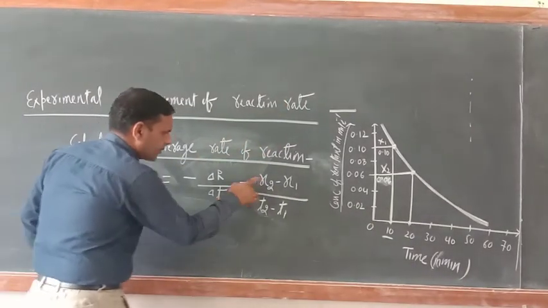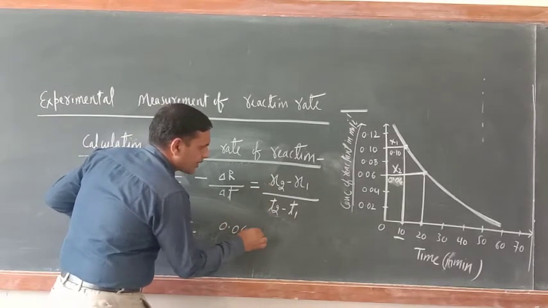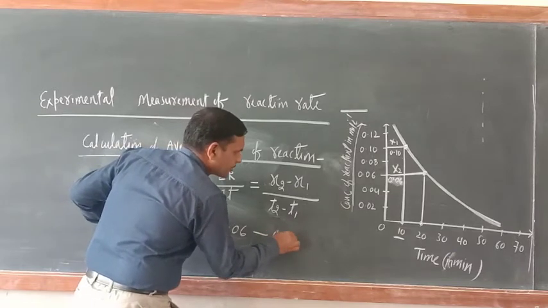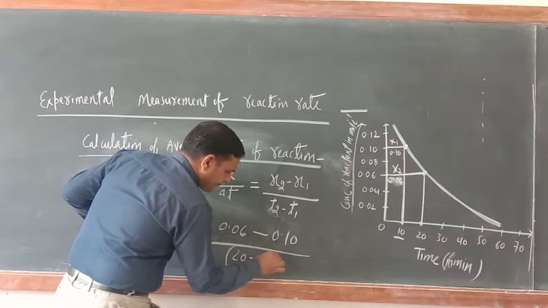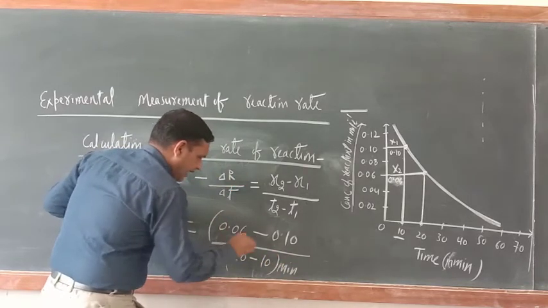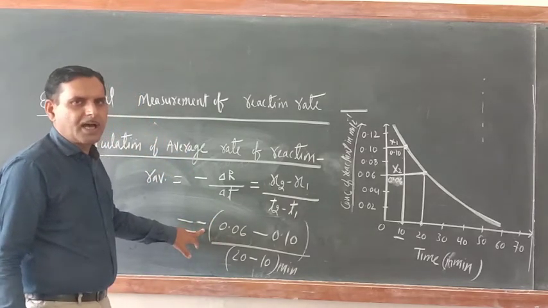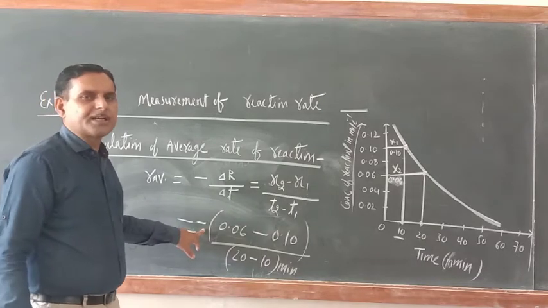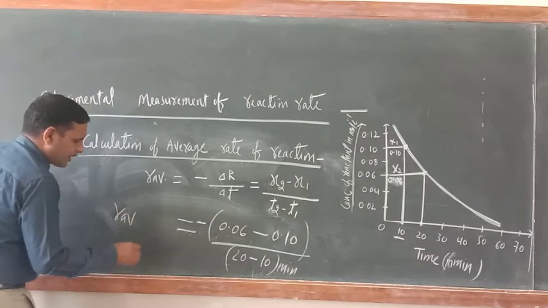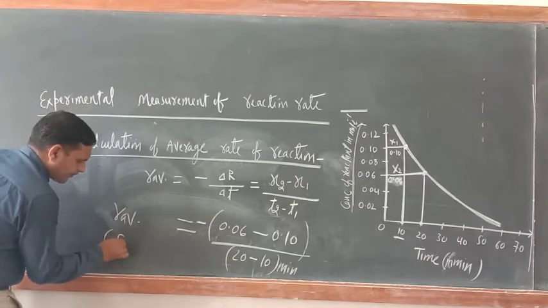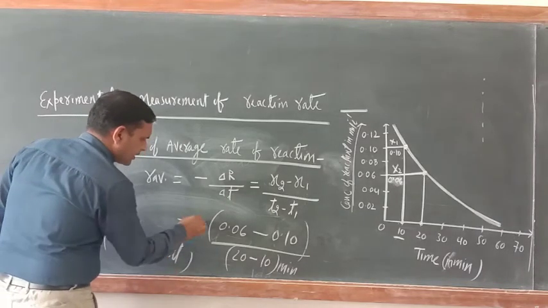Now this is equal to, what is the x2 now? x2 is 0.06, x1 is 0.10. Now divided by 20 minus 10 minutes. And this sign must be minus, because the minus sign always represents the decrease in the concentration of reactant. Since this is our average rate of reaction for the reactant, that is why the minus sign should be there.